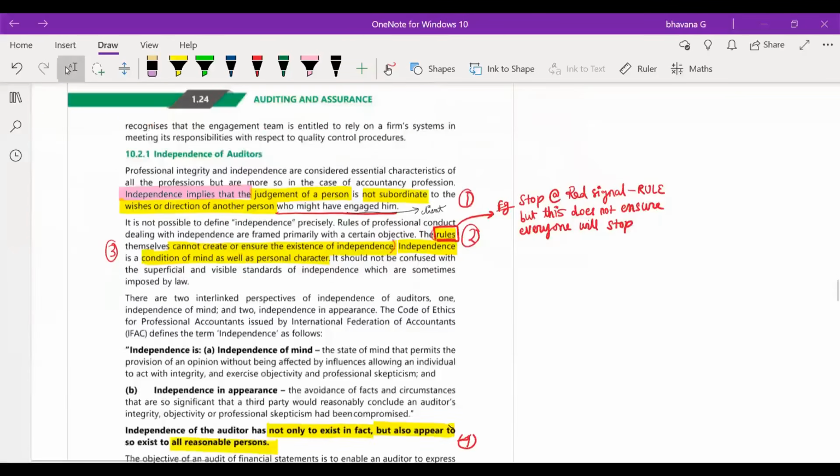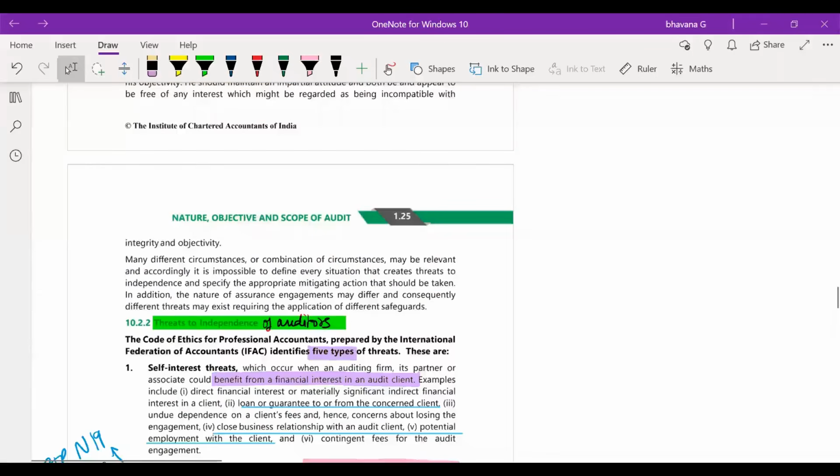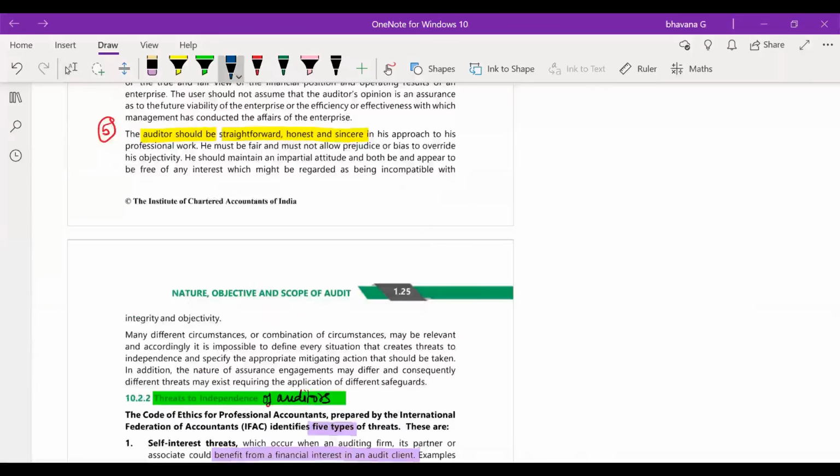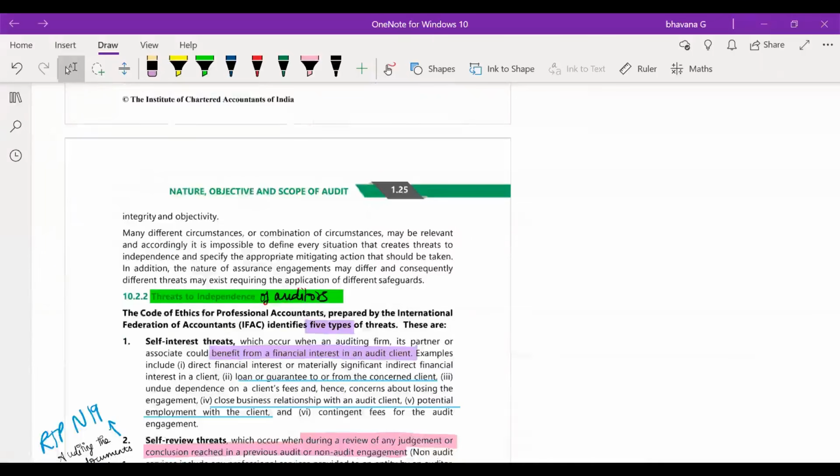Okay, next, these points you can just read by yourself. You will understand the same thing that they have given. See, an auditor should be straightforward, honest, sincere and all of that. You can give that paragraph a read. Regarding independence, they have told you.